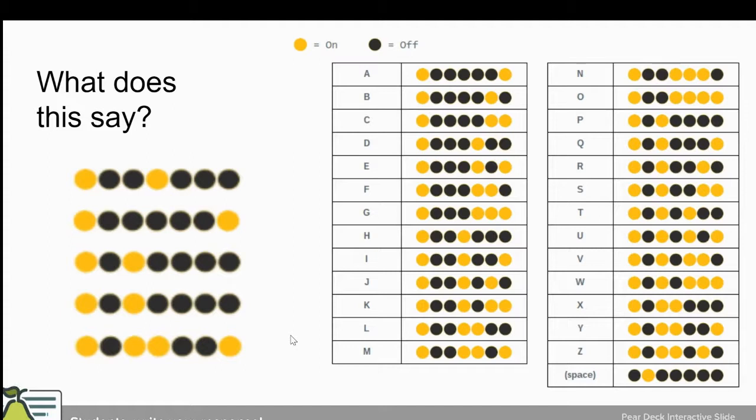Here's a different word, same thing. 1, 2, 3, 4, 5 letters. Each row represents one letter. So you have to figure out which letter over here matches the pattern for each of these. So the first one again is on, off, on, off, off.